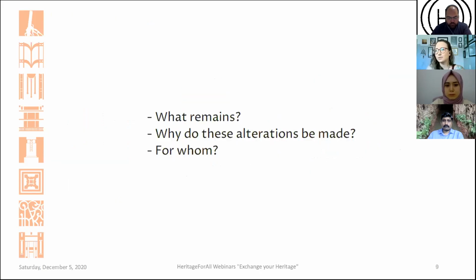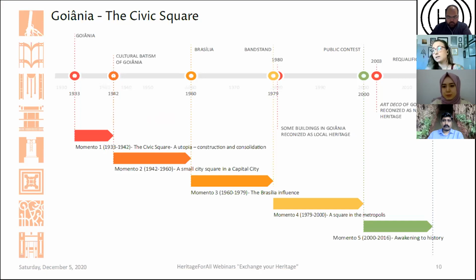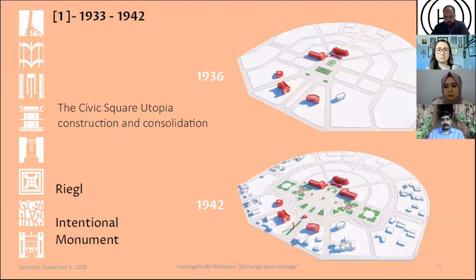The questions I use most are: what remains? Why were these alterations made, and for whom? And ethics is a main thing that I use for my work, and it appears a lot in my research. I divided the history of the square into 5 moments, and each one has similar things that occur. The first one is the civic square utopia, its construction and consolidation.